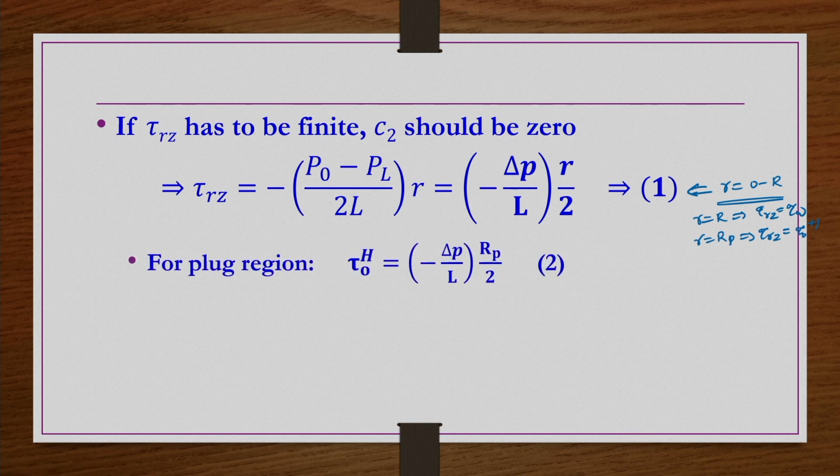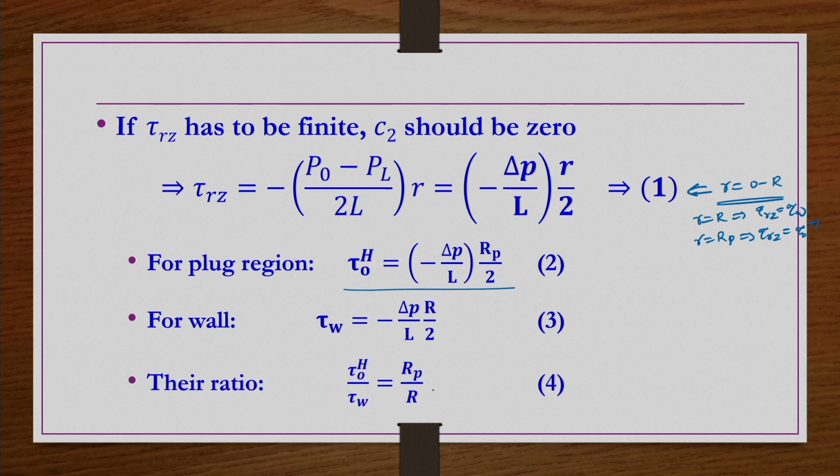So, that is what we are writing for the plug region, that is at r equals Rp, tau naught H equals minus delta P by L times Rp by 2, and for the wall, tau W equals minus delta P by L times capital R by 2. And then the ratio tau naught H by tau W, we can write as Rp by R, which we can also call phi for our calculation purpose, right. So, till now we have not included any information about the rheology of the material.